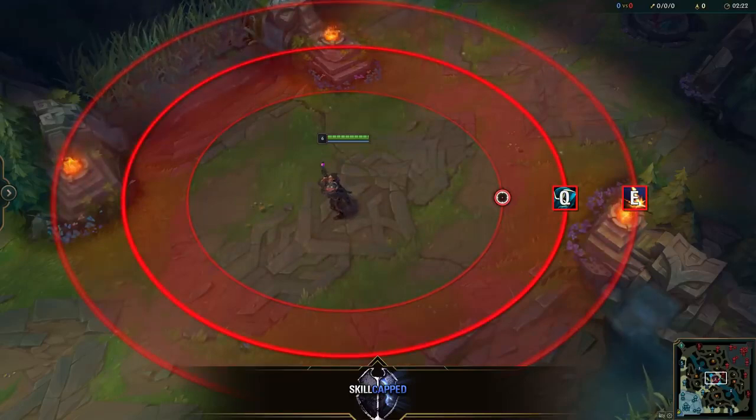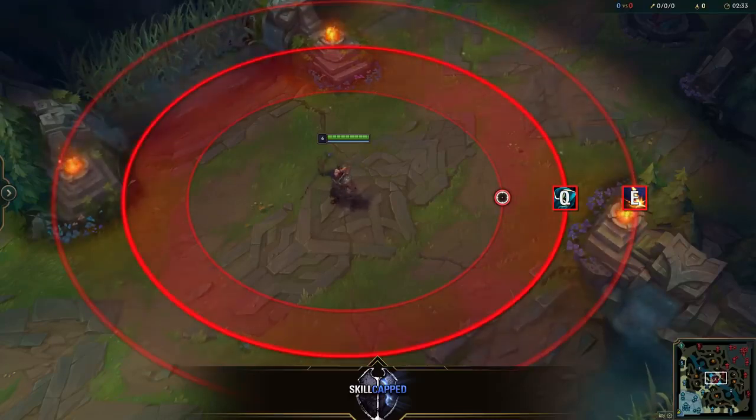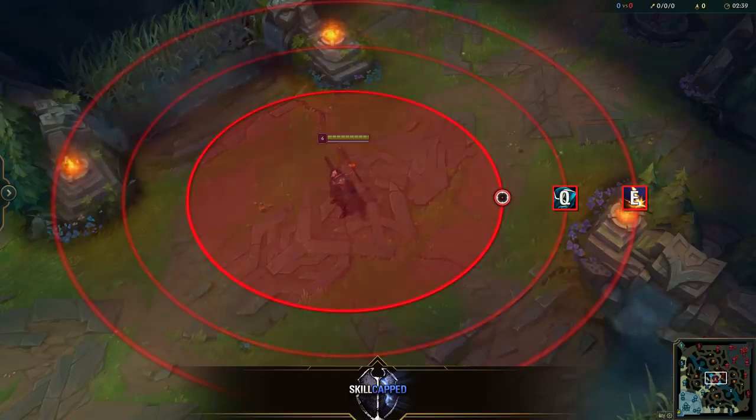However, there's one key distinction, that his E has a very long cooldown. This means that while his E is available, Viktor's zone of influence can be 1025 range. However, once the cooldown is used, this zone of influence will lower to 600, the range of his Q. And once that cooldown is used, his zone of influence lowers once again to his auto attack range.